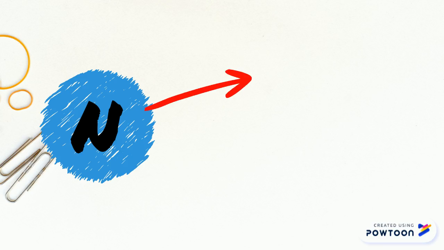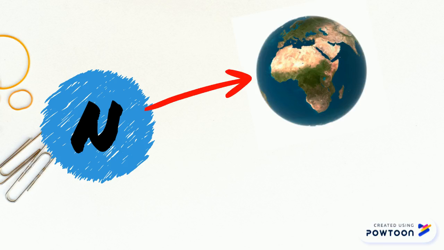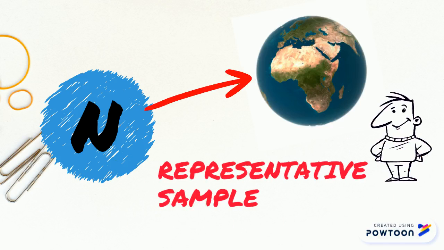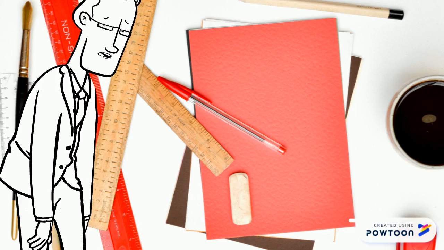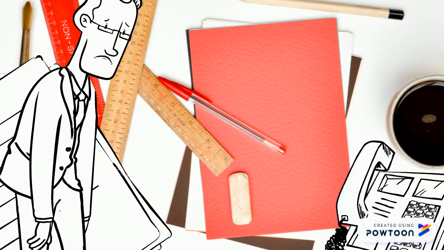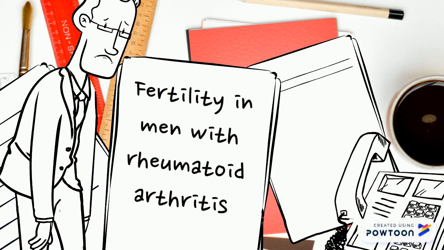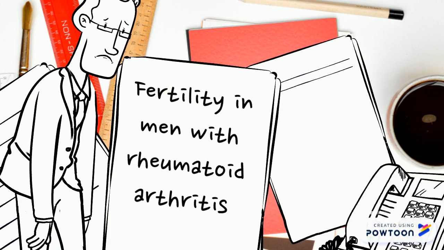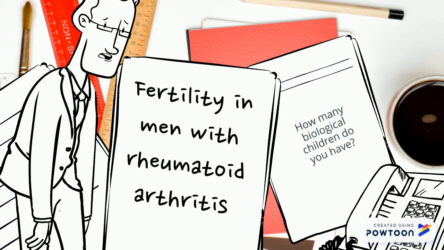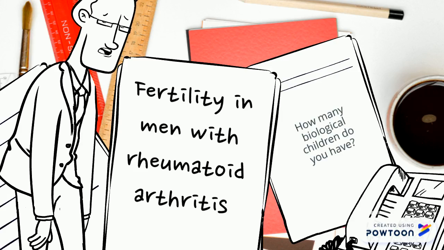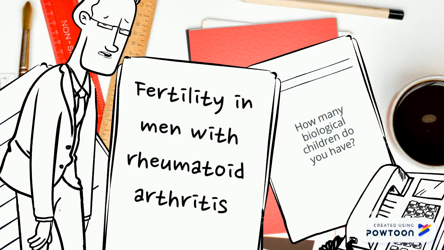So, how can I make my sample look like my target population? Think about it. A representative sample is needed. Let me give you an example. I'm a rheumatologist, and I want to know if fertility is affected in men with arthritis. So, what should I do? Should I just call some patients and ask them how many biological children do they have? Who should I call? When should I call?